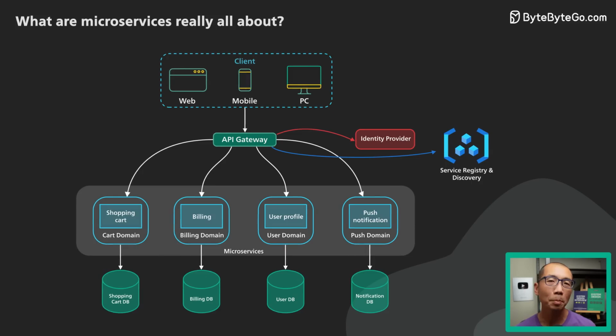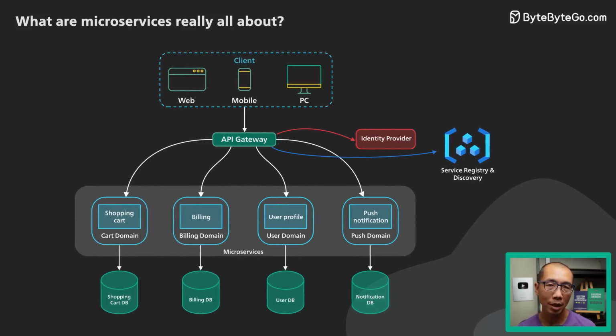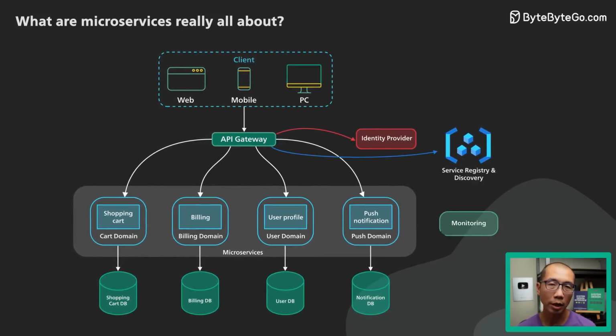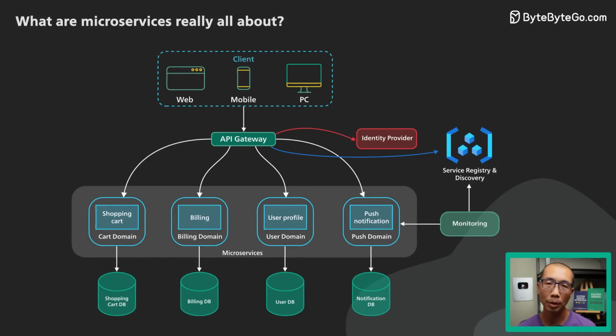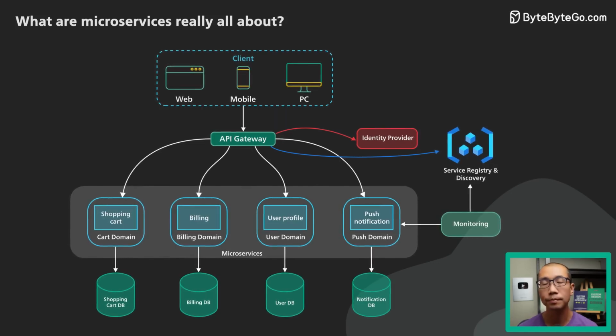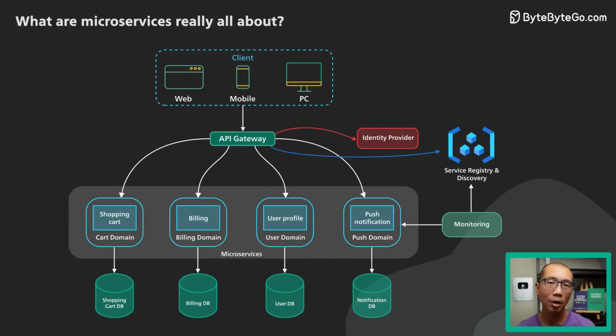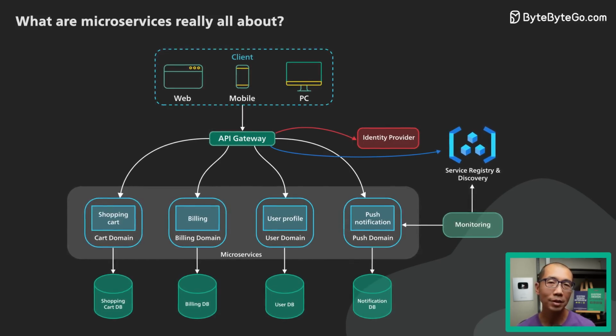There are other useful components in a microservices architecture, like monitoring and alerting, DevOps toolings for deployment and troubleshooting, for example. Let's wrap up by discussing when to use microservices architecture.